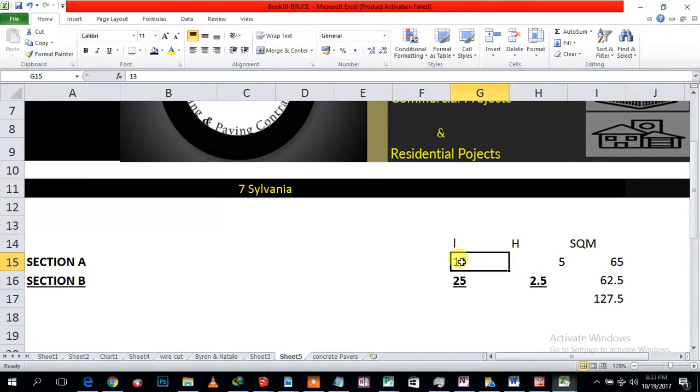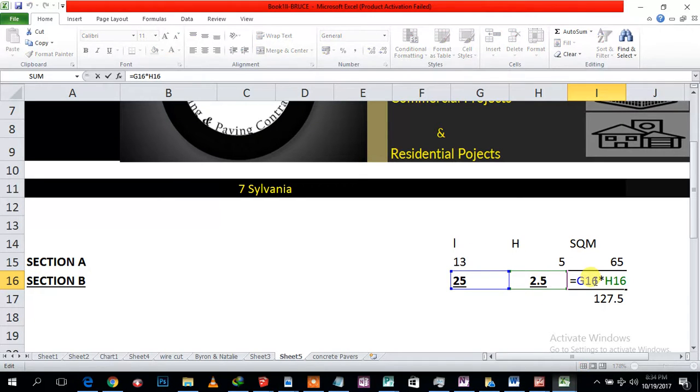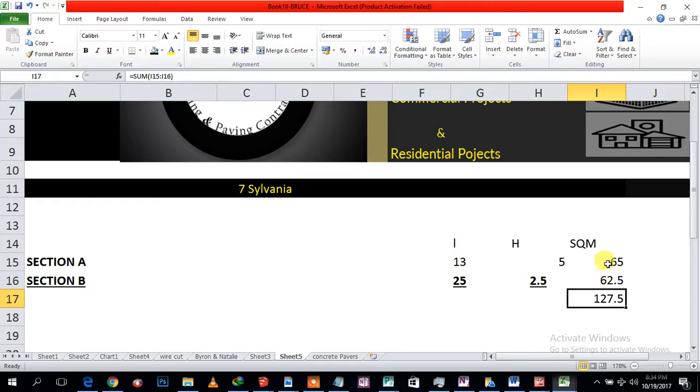So the first one is 13 meters by 5 meters, because we are starting from the footing, from the trench. We're going to go down two courses in the footing, so all in all we should have 5 meters. 5 by 13, we get 65. Then 25 by 2.5 gives 62.5. The sum of these two, 65 plus 62.5, is about 127 square meters.